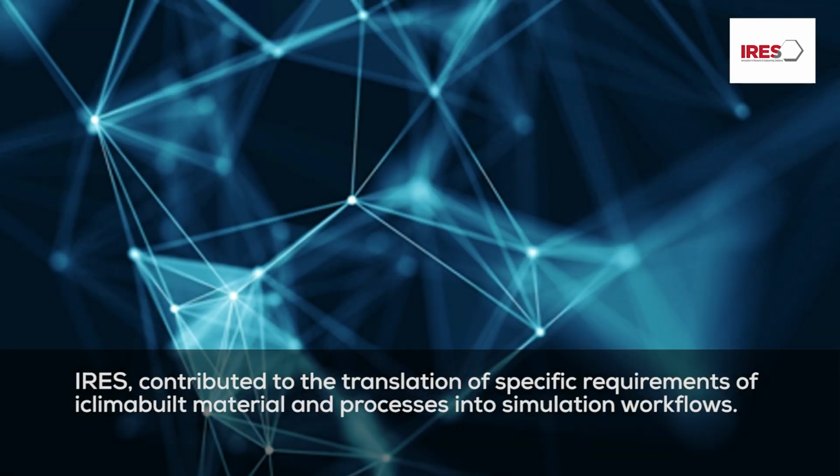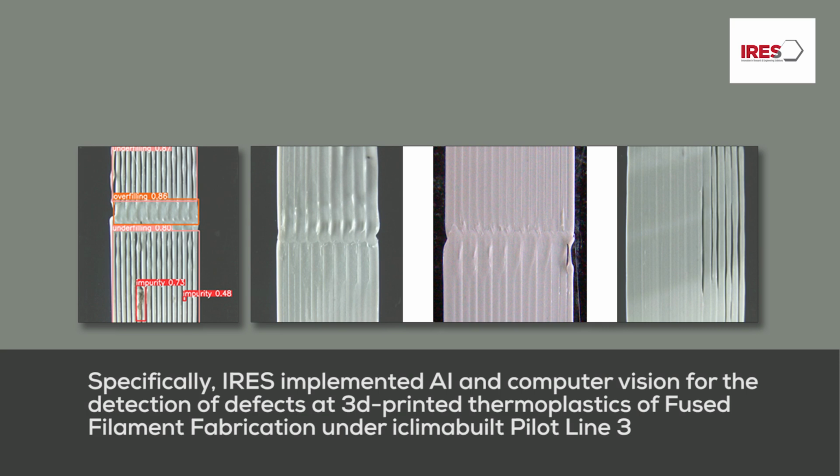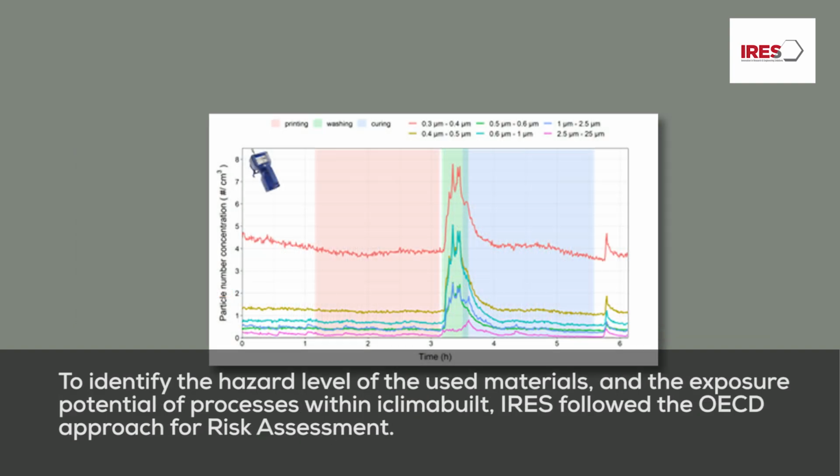IRS. IRS contributed to the translation of specific requirements of iclimabuilt material and processes into simulation workflows. Specifically, IRS implemented AI and computer vision for the detection of defects at 3D printed thermoplastics of fused filament fabrication under iclimabuilt Pilot Line 3. Image processing, supported by BIOG 3D, was performed using a pre-trained real-time object detection algorithm with high computational speed. To identify the hazard level of the used materials, and the exposure potential of processes within iclimabuilt, IRS followed the OECD approach for risk assessment.